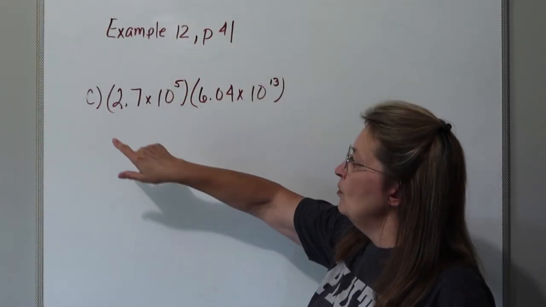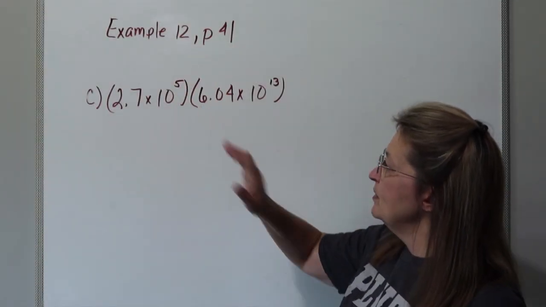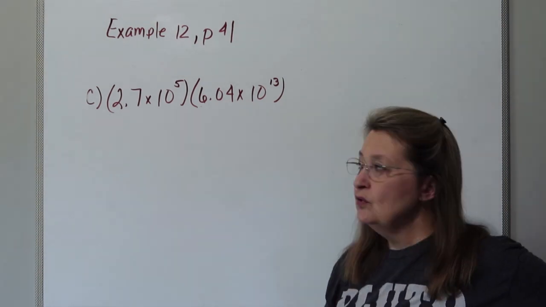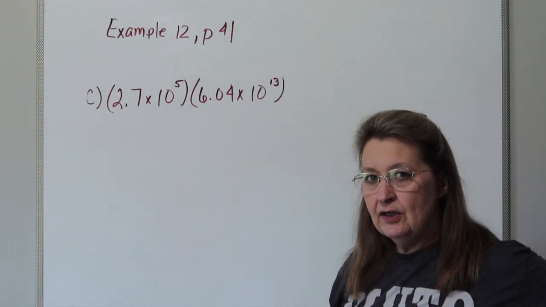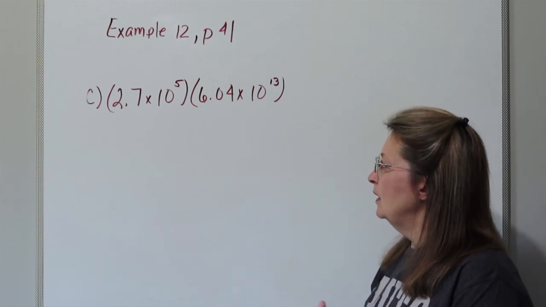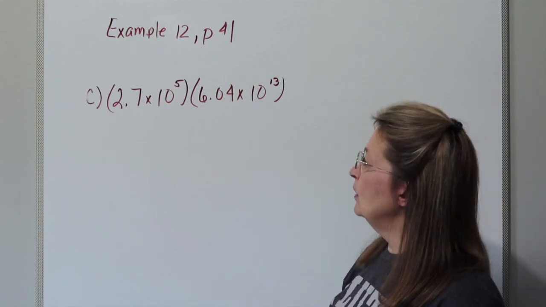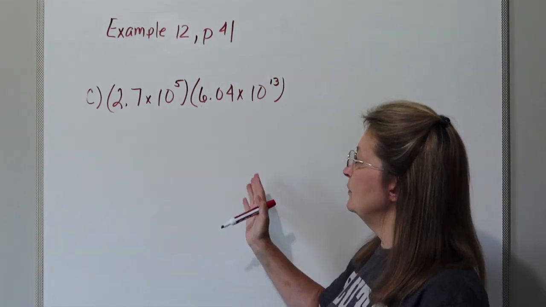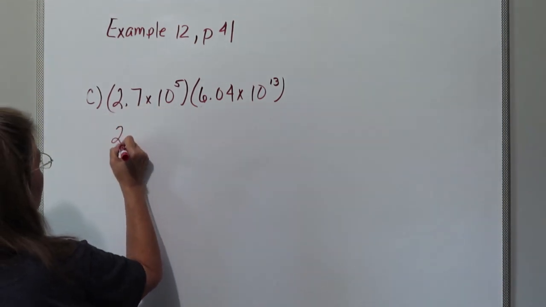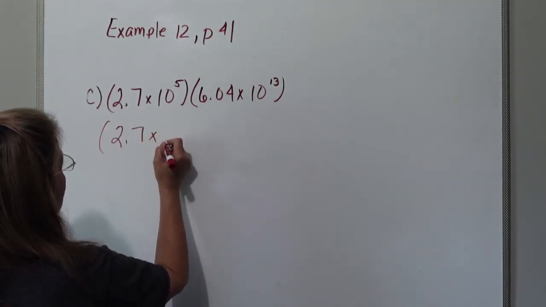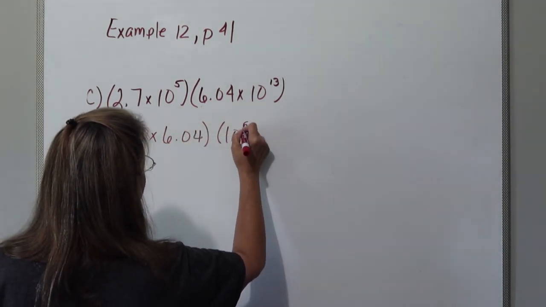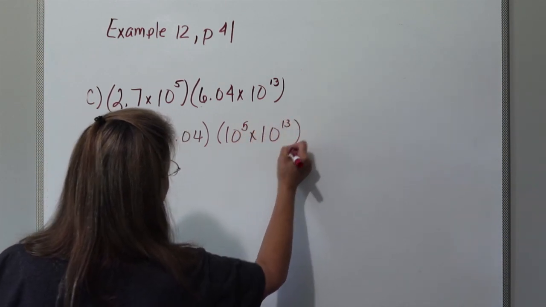Example 12, page 41, number C. We've got 2.7 times 10 to the 5th times 6.04 times 10 to the 13th. This would be a really good one for you to pause the video right here and see if you can work this problem out before you watch me do it. Anyhow, just like on the other one, we're going to commute these numbers and put similar things together. So I'm going to put 2.7 times 6.04 together, and 10 to the 5th times 10 to the 13th.